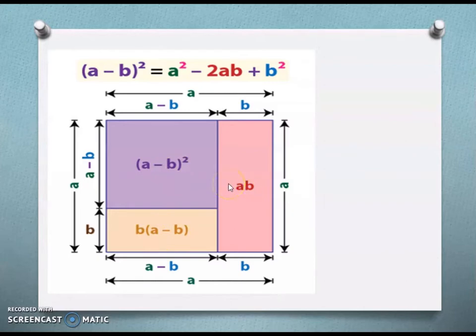Now using this we can say that this a minus b the whole square, when will you get? When you will subtract these two rectangles' areas from a square. So that is a square minus ab minus of this term. So this is how you get this identity. a minus b the whole square is equal to a square minus 2ab plus b square.